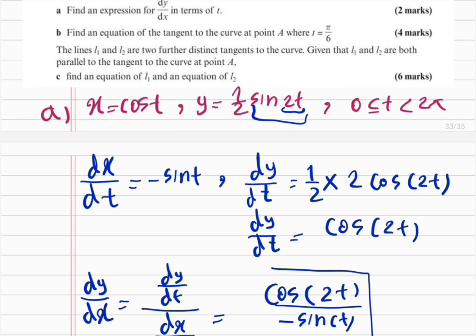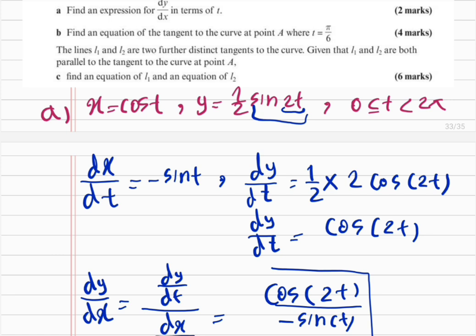Now part B. Part B says, find an equation of the tangent to the curve at point A where t is equal to pi over 6. Okay, so we have done many questions like this. It should be very familiar to you by this time. When we want to find the equation of the tangent at a specific point, we need two things before we can find the equation of the tangent. We need the gradient at that point and also the coordinates of the point.